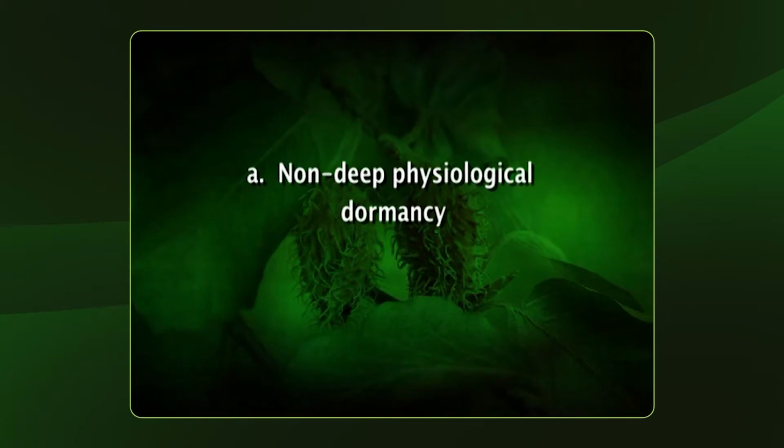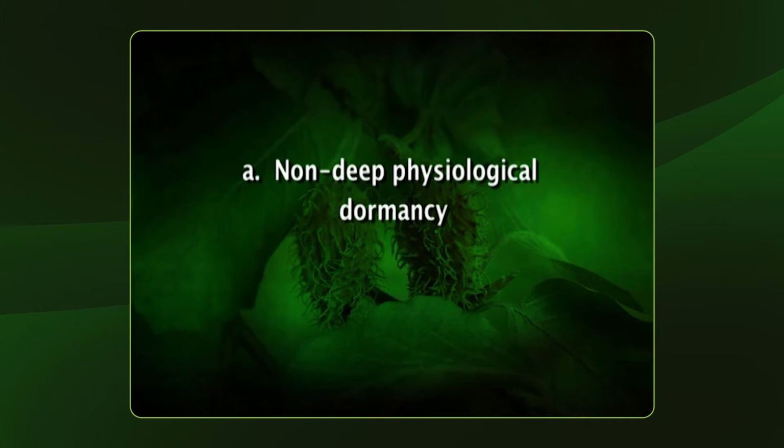When the emergence of a radicle from seed is inhibited by physiological mechanisms of the embryo, the dormancy is said to be physiological. Most of the seeds exhibiting physiological dormancy are permeable to water. However, there are some exceptions too. The physiological dormancy has three types. Number first is non-deep physiological dormancy.